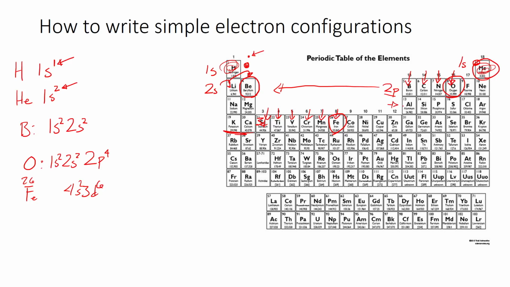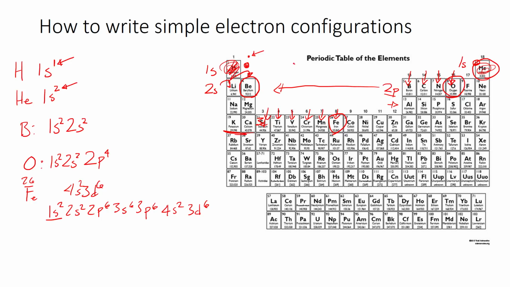3p6, 3s2. So, I don't have room. If I was going to write it down, it'd be 1s2, 2s2, 2p6, 3s2, 3p6, 4s2, 3d6. Right? Did you catch all of these? 1s2 are these guys here.